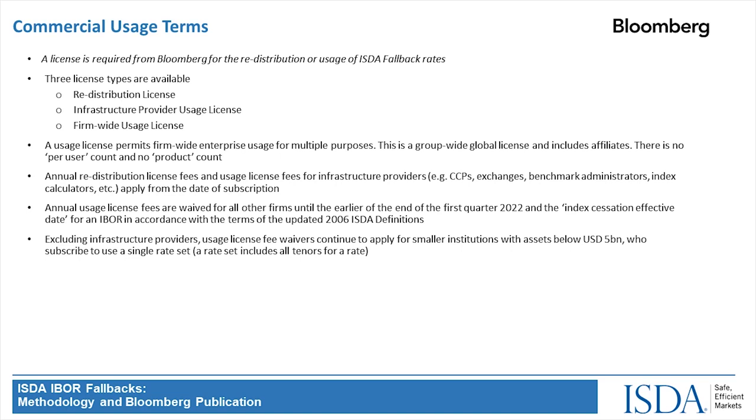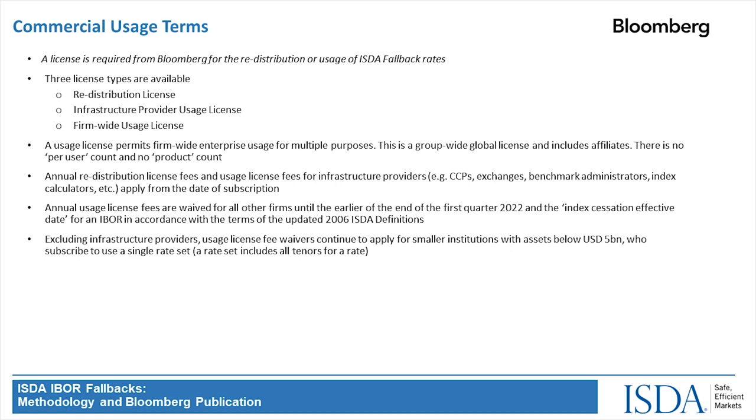The annual redistribution license fees and the usage license fees for infrastructure providers apply from the data subscription to the data. An infrastructure usage license is for companies such as clearinghouses, exchanges, benchmark administrators, and index companies, and enterprise technology providers. Annual usage license fees for firms are waived. That is, all other firms aside from infrastructure providers. These fees are waived until the earlier of the end of the first quarter of 2022 or the index cessation effective date for any of the IBORs in accordance with the 2006 ISDA definitions updated.